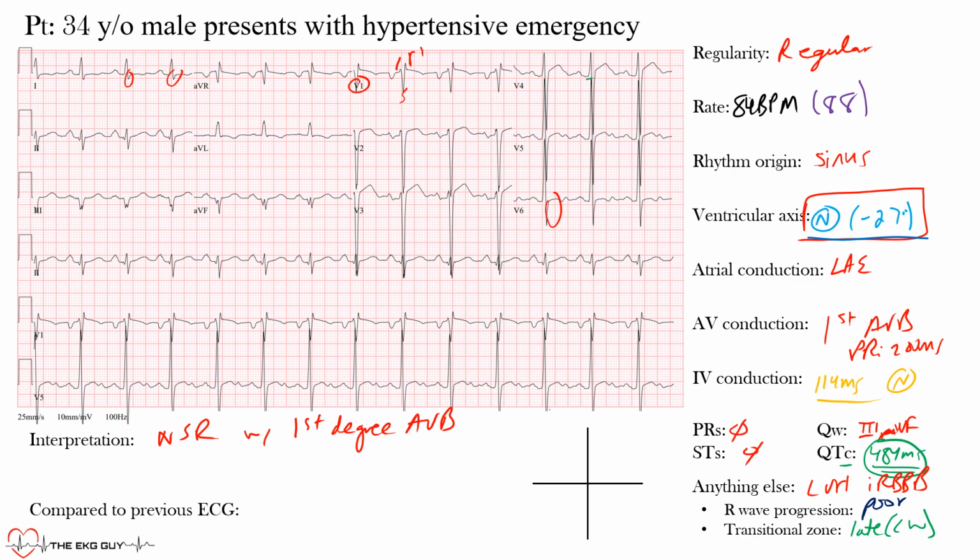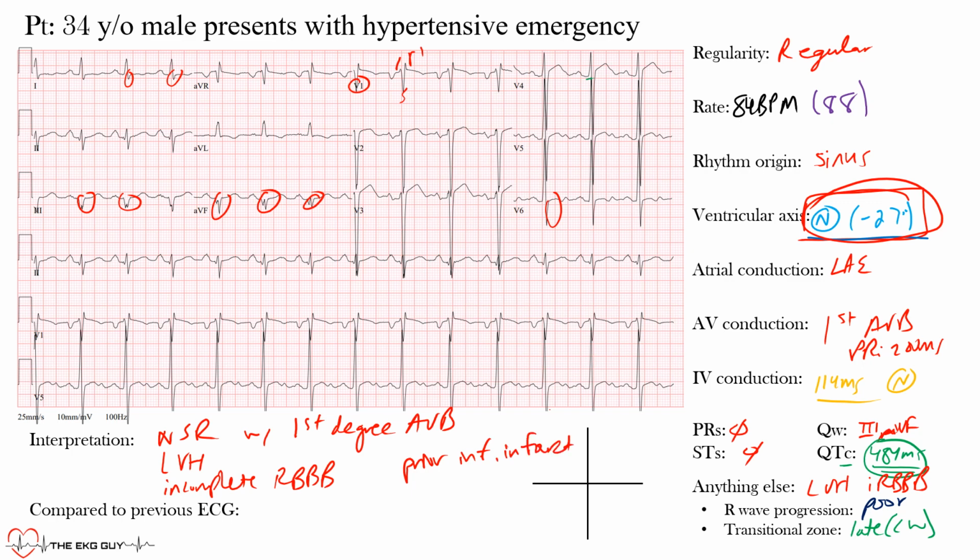Okay, we had that leftward shift in the axis, and that was likely due to the LVH pattern that we saw. We said we had an incomplete right bundle branch block. All right, and this patient did actually have a prior inferior infarct that we saw here with those Q waves. So he had a prior inferior infarct that may be contributing to this left axis shift on top of that LVH. So prior inferior infarct.